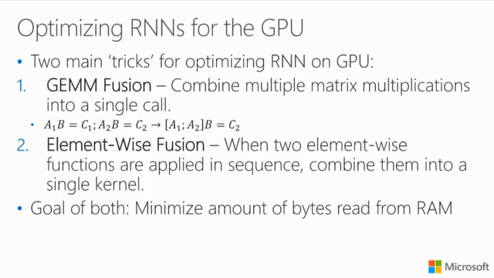So in terms of optimizing the GPU, given what we've seen so far, there are 2 tricks. One of them is GEMM fusion, which is combining all matrix multiplications into a single call. And I'll go into more detail on both of these. The second one is elementwise fusion. So when you have 2 elementwise functions applied in sequence, you just combine them into a single kernel.